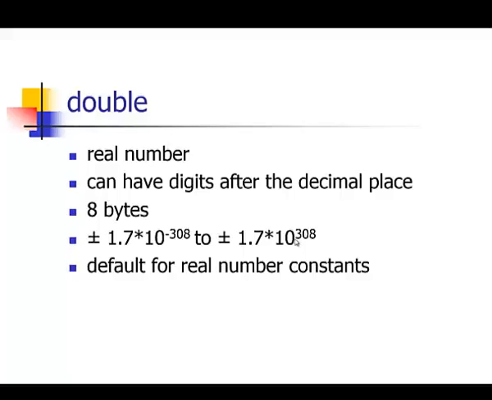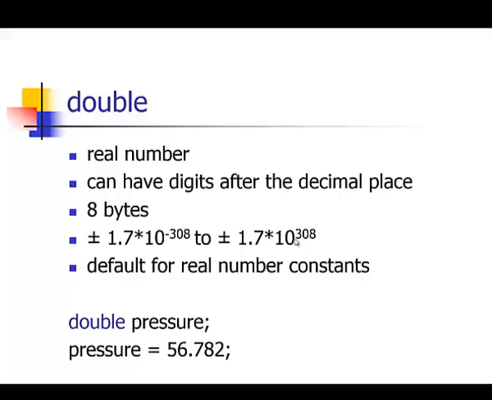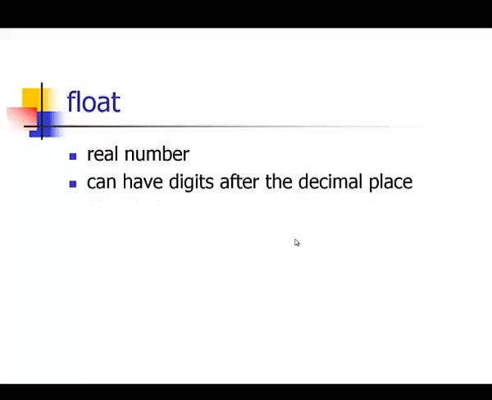If we want to define a variable of type double, we use the keyword double followed by a name that is meaningful, and we have created a variable that can contain a real number. And here we've assigned this variable pressure with the value 56.782. Another type of real number is the float. It is also a real number or a floating point number. It can have digits after the decimal place.